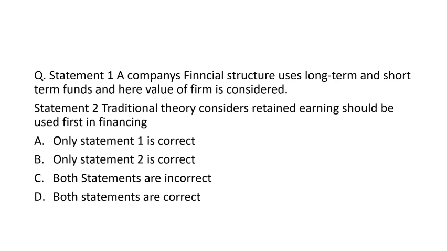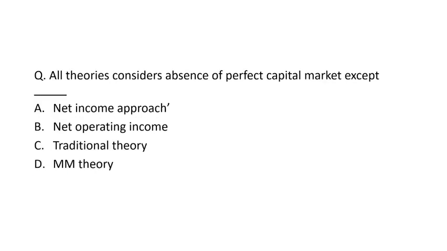The traditional theory considers that retained earnings should be used first in financing. But this statement is also wrong, because that would be the pecking order theory, not the traditional theory. So option number C, both statements are incorrect, is the right answer. Let's see the next question.